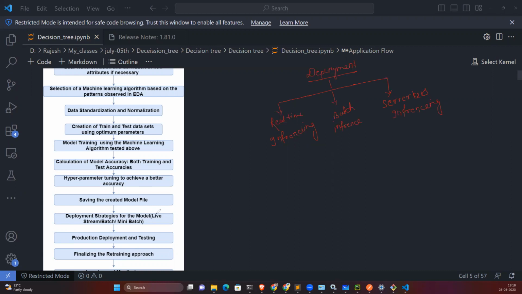Again, these things come under this stage. You don't need to take care of these things, because they are done by a specialized MLOps engineer. These things are not done by a data scientist or ML engineer. They are done by the MLOps specialized person. But as a beginner, you should know what the different types are.